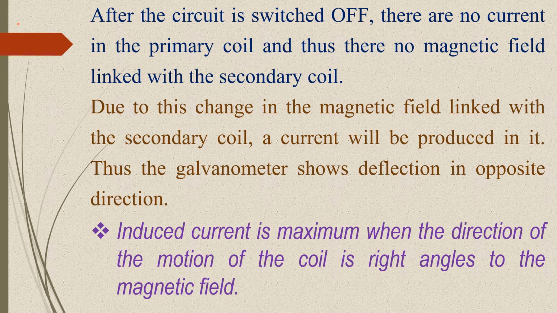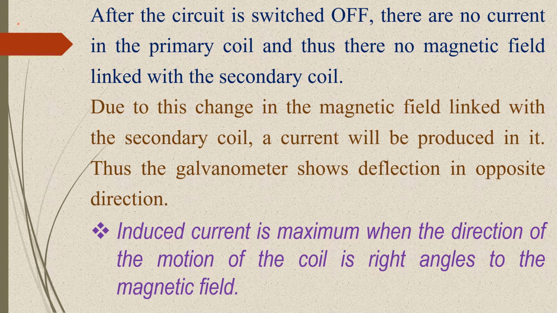Therefore, the galvanometer shows deflection in the opposite direction when you switch off the circuit. So, when you switch on the circuit, it will show a deflection towards one side, and it will deflect in the opposite direction when you switch off the circuit.